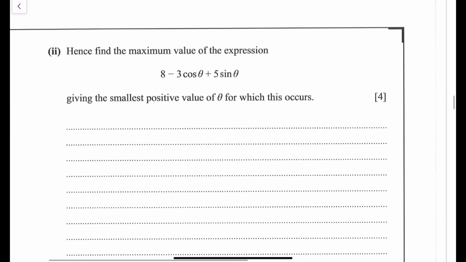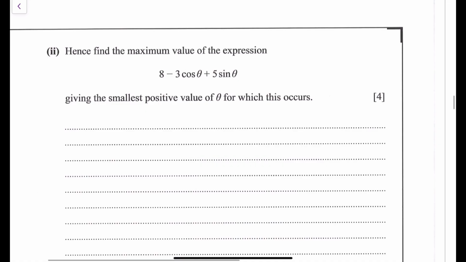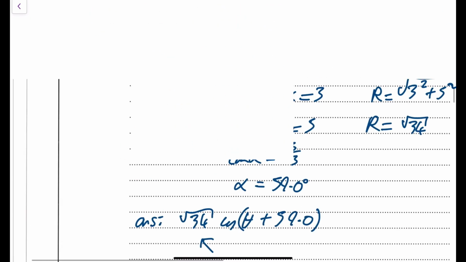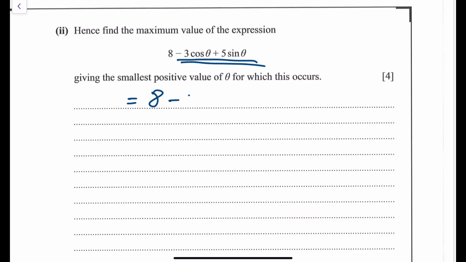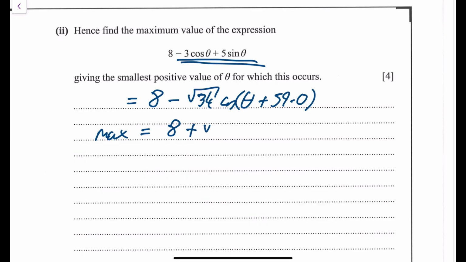Okay, next thing it asks you to do is hence find the maximum value of the expression. Now what this is, is what we've just done here. So this thing is equal to 8 minus, let me just check that. Yep, 8 minus r cos of theta plus alpha. And remember the numbers we had here. And we want to find the maximum value of this thing. So the maximum value is going to be 8 plus root 34, which works out to be 13.8 to 3 sig figs.